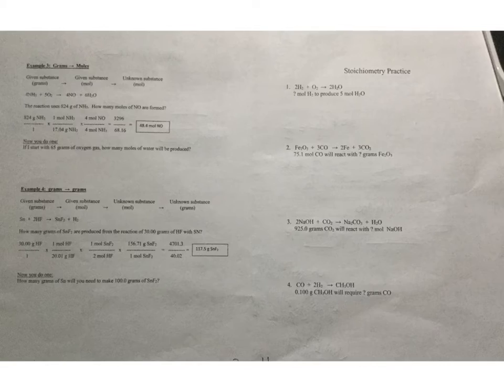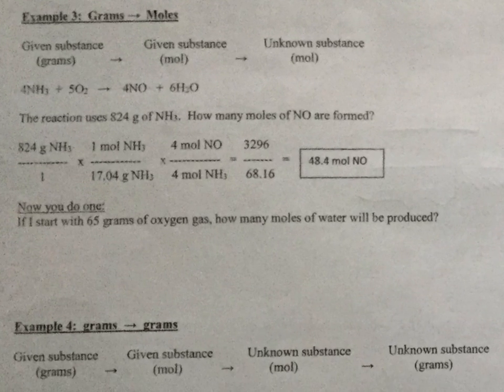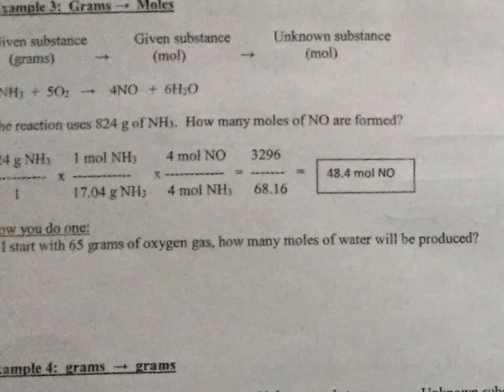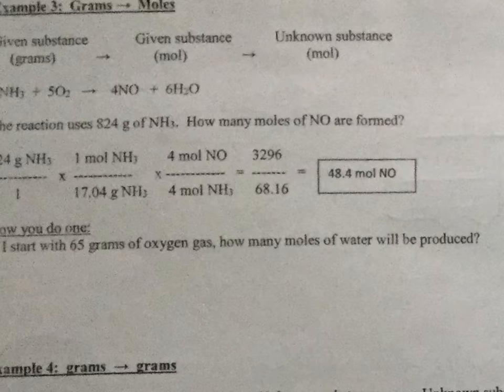Okay, so the next one that we've got, okay, again, we're not going to worry about that title. We're just going to look straight at the problem, okay? Sorry for the blurry. But what we've got is we have 4 NH3 plus 5 O2 yields 4 NO and 6 H2O. So what's my mole ratio? A 4. What's the mole ratio? 5. Yep. 4, 6. Okay, good.